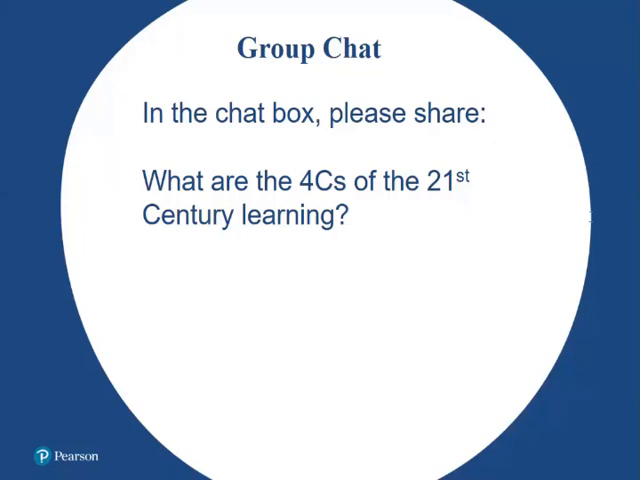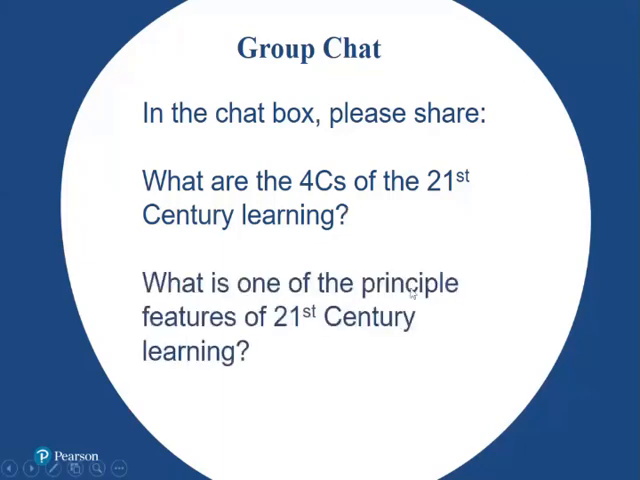Oh, Ashley Winkle, just out of the box with a full answer. Creativity. Elizabeth, you're right. Collaboration. Hugo, you've got it too. Collaboration, communication, critical thinking, and creativity. Excellent. So those are the 4 C's of 21st century learning.